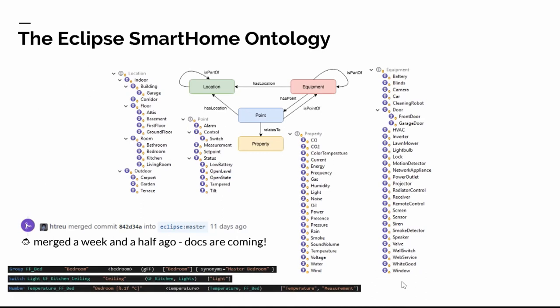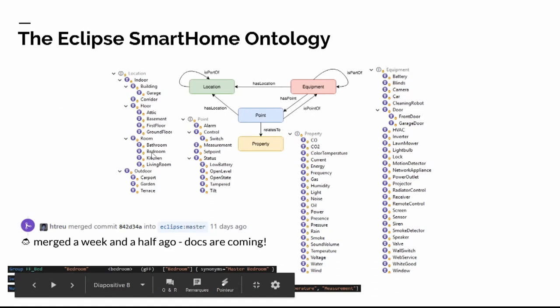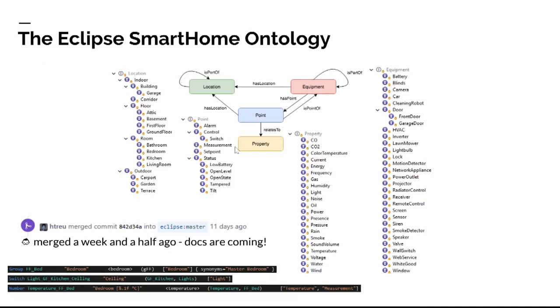Yeah, it's a little small, but the way you can put your items in the ontology is to tag them. Each one of those is a tag that you can put on your items. So point and property usually go together. Location is usually on groups because it doesn't make sense if it's not a group. Equipment should be on groups too because equipment are supposed to have multiple points. There is a little bit of debate about that, but okay.